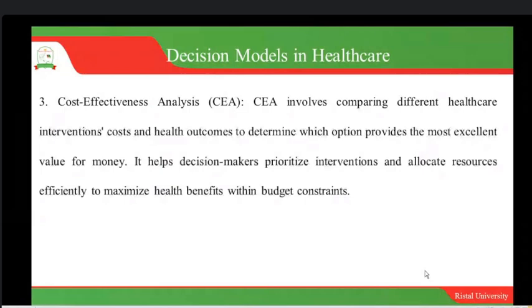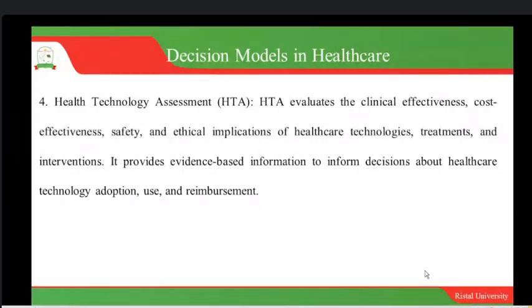I also mentioned the HTA briefly, or health technology assessment. We are saying this kind of model is going to evaluate the clinical effectiveness, the cost effectiveness, the safety. So we are also emphasizing the safety aspect, and the implications of healthcare technologies we have adopted, any of them, different kinds of treatment and different kinds of interventions.